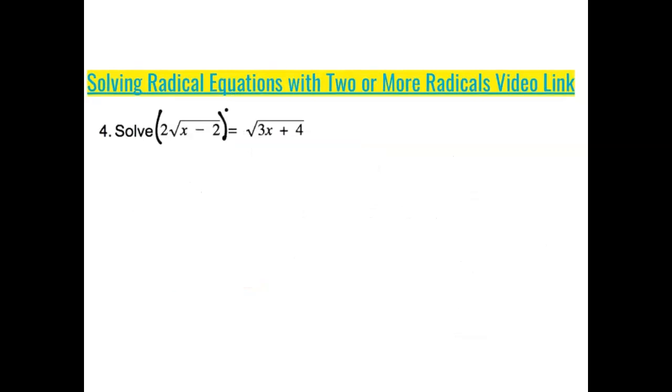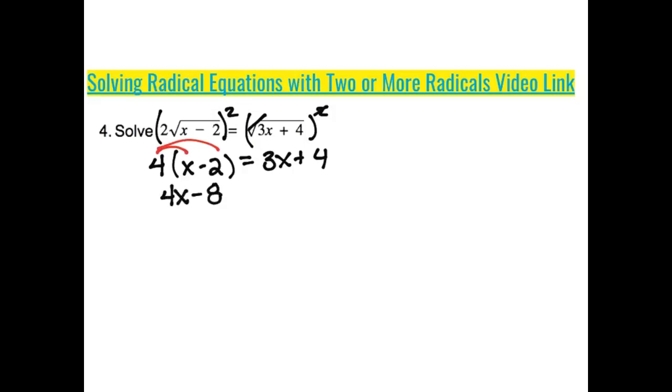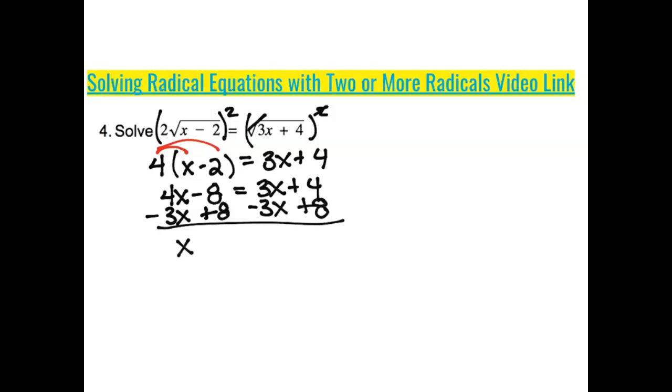We have a coefficient on the left side, but we don't on the right side. So on the left side, we're going to have 4 times the quantity x minus 2, and on the right side, these are just going to cancel and leave us with 3x plus 4. So I need to distribute my 4, and I get 4x minus 8 equals 3x plus 4. From here, I'm just going to solve by combining my like terms. And I get x equals 12.